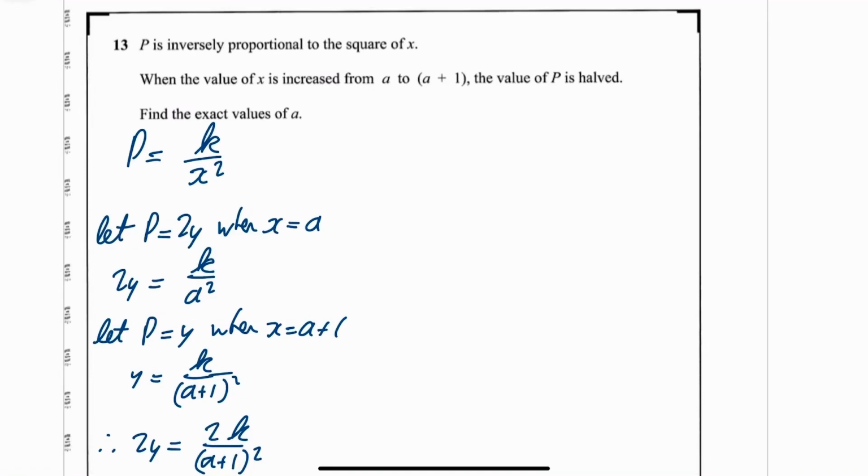Okay, this is a correction to question 13. It says P is inversely proportional to the square of x. When the value of x is increased from a to a plus 1, the value of P is halved. So find the exact value of a. So first of all, you've got this.